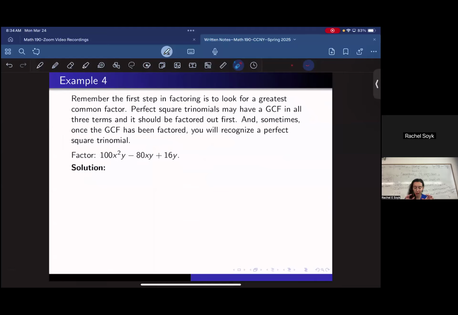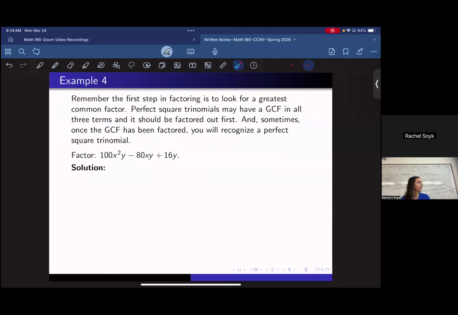So we have another comment before we jump into our example 4. Said, can you read this for me? Remember, the first step in factoring is to look for a greatest common factor. Perfect square trinomials may have a greatest common factor in all 3 terms, and it should be factored out. And sometimes, once the greatest common factor has been factored out, you will recognize the perfect square trinomial.